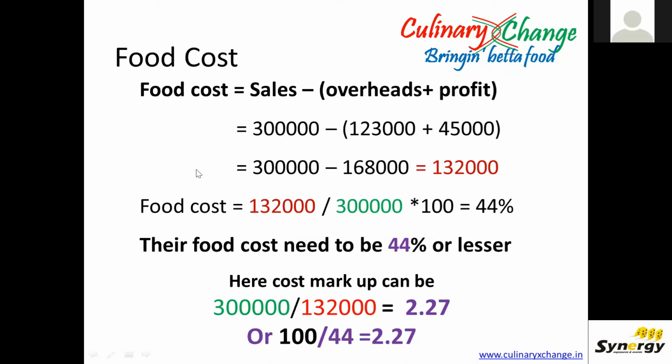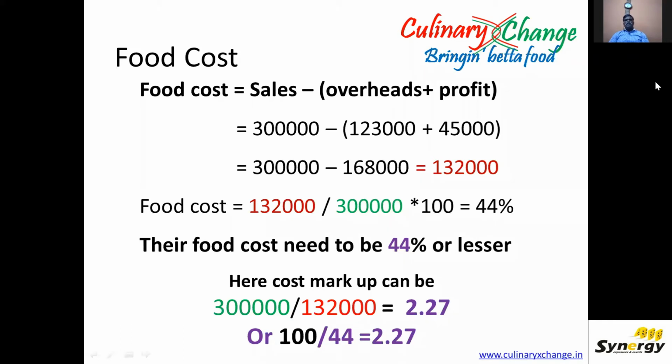Thanks. So there is another term people use. It is called cost markup. Cost markup is also connected to food cost. In the same example, cost markup works like monthly sale divided by the total amount of food cost, which here comes to 2.27. This we will use at a later time. I will remind you of this particular thing again. We also arrive at this cost markup by dividing 100 by our food cost percentage.